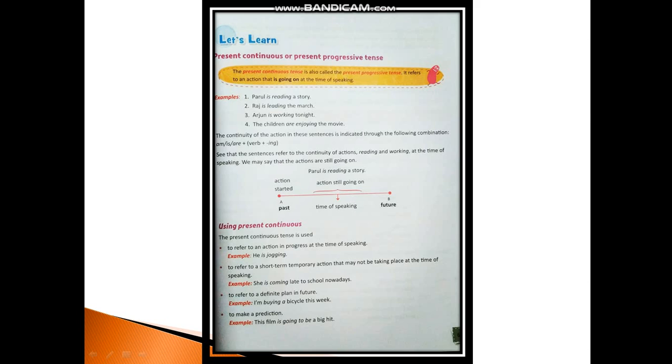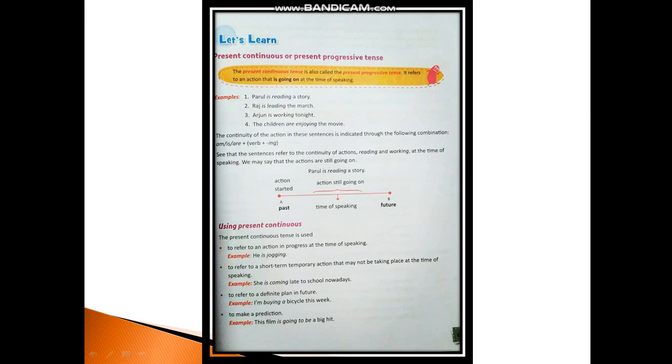So the continuity of the action in these sentences is indicated through the following combination: is, am, are plus verb, first form of verb plus ing. See that the sentences refer to the continuity of actions, reading and working, at the time of speaking. We may say that the actions are still going on. Like for example, Parul is reading a story. So the action, maybe it started in the past, but it is still going on. Okay, so Parul is reading a story means that the action is still going on at the time of speaking.